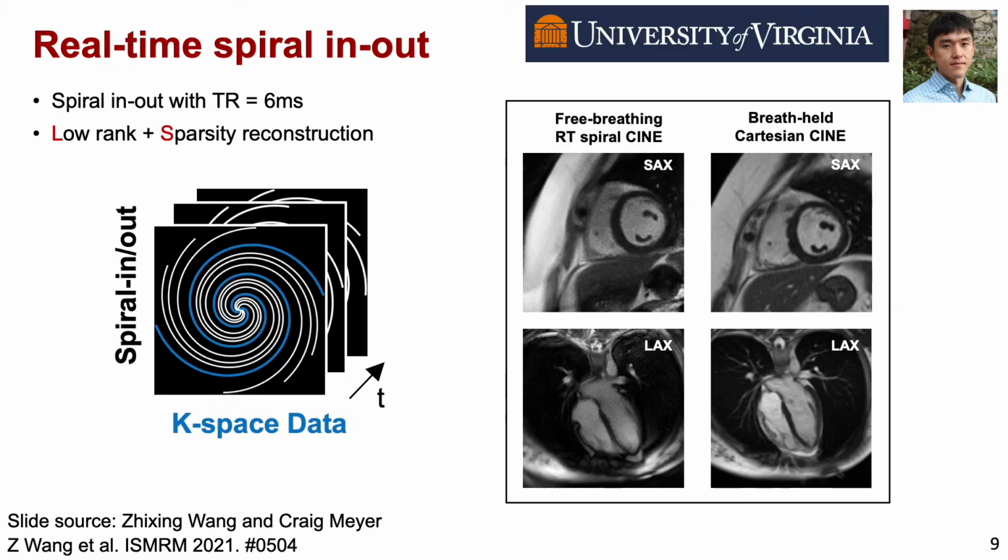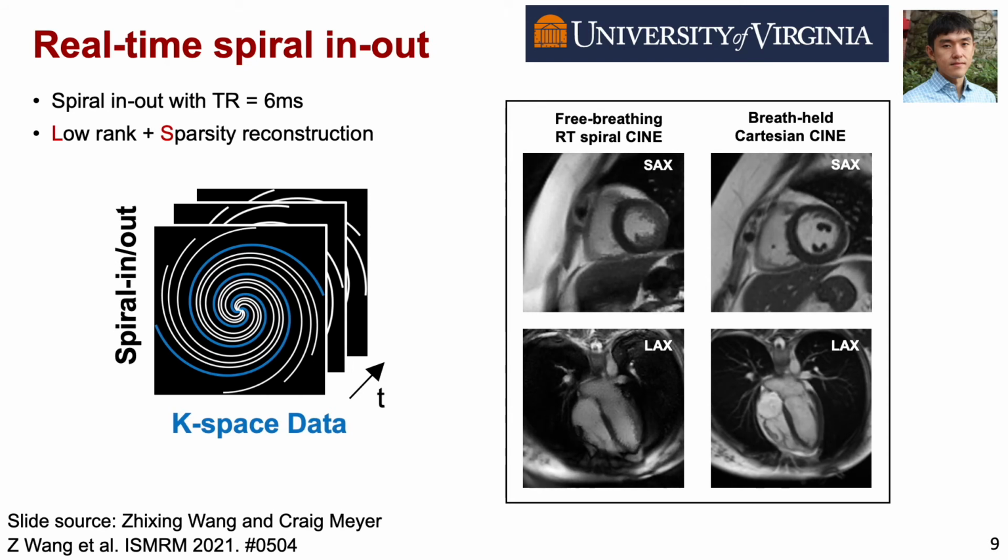So Dr. Adrian has presented some of the work using a spiral in-out sequence to improve the SNR efficiency for cardiac examinations. And this collaboration between the NIH group and the University of Virginia group has put this spiral in-out sequence into real time.